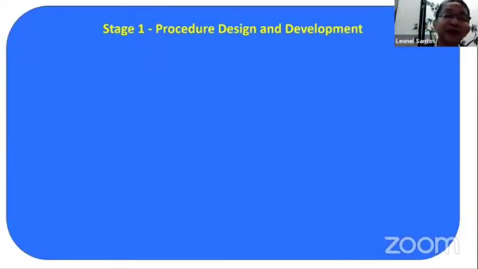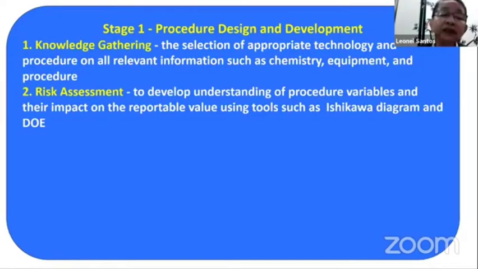Let me discuss with you briefly the three different stages. In the first stage of the proposed general chapter, which is the procedure design and development, there are 5 elements, where the first one would be knowledge gathering. This would be the stage where you're trying to determine what kind of methodology, what kind of procedure am I going to use? Do I use an HPLC or near IR or Raman?